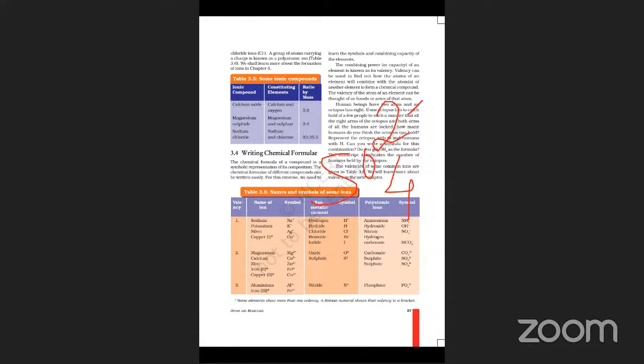If I'm writing like this, this is called monoatomic ion. One atom, right? This one is polyatomic ion. So I have given certain names with their symbols. Just quickly go through it. If you have any query, please ask me.